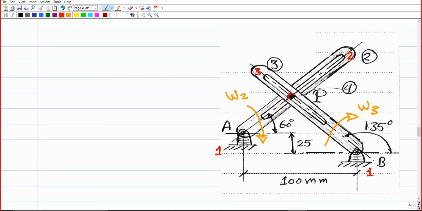In addition, you should understand that point P itself is a slider, so that's why it has number 4. Point P itself is like a slider. It is a pin or a slider.